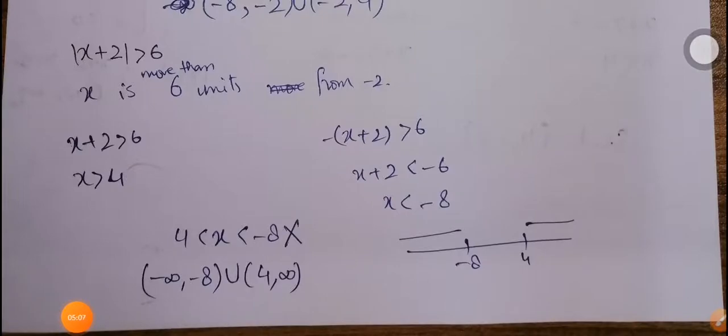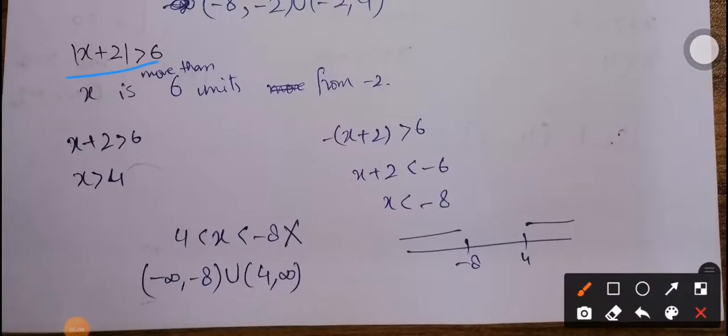Next one is |x + 2| is greater than 6. So it means that x is more than 6 units from -2. And again, in order to solve this inequality, we have to take one time positive, one time negative. This is going to be x is greater than 4 and this is going to be x is less than -8. And now we want to write down the solutions, and that is we will try to combine the two results.